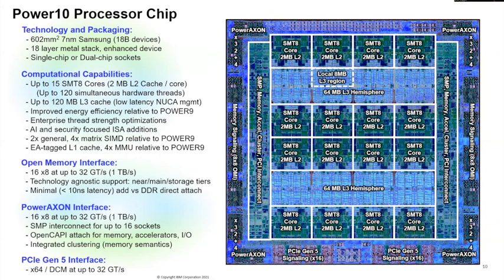And on the edge, where it says Power Axon, this is for our larger systems like the E1080 we just announced. That chip can go from chip to chip, to different sockets, and to different drawers of our system. And so the E1080, which is our latest system, is faster than our E980, which is faster than our other systems.